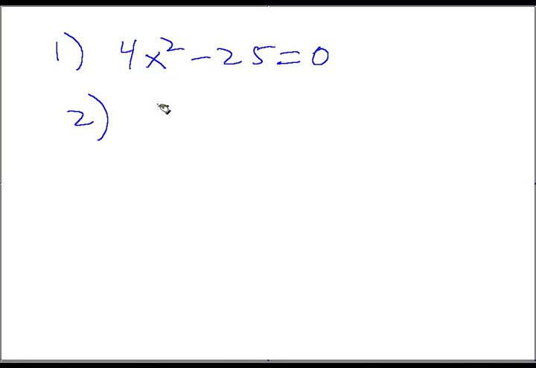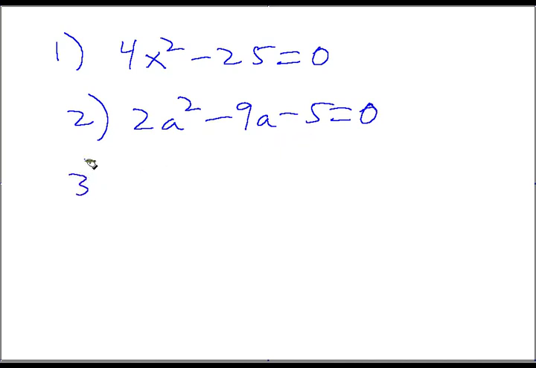Okay, let's try the next one here. Let's look at 2a squared minus 9a minus 5 equal to 0. And lastly, let's look at y times y plus 8 equal to negative 15.